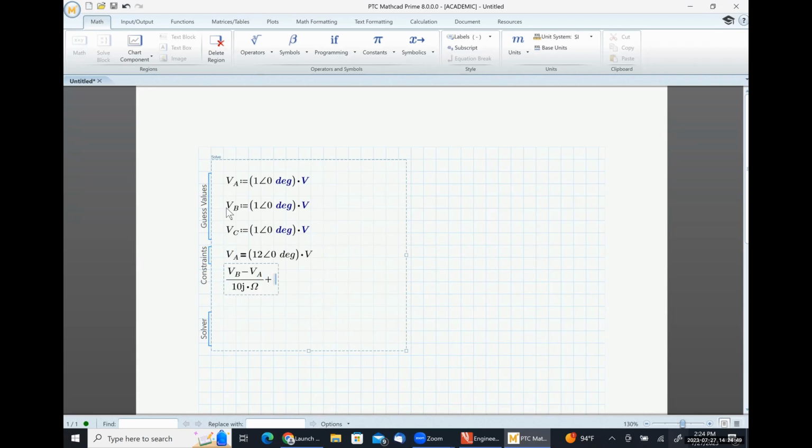My next term is VB divided by negative J5 ohms. So I'm going to do minus 5J times ohms. Our third term is VB minus VC divided by 10J times ohms. And this is a Control equals to 0.